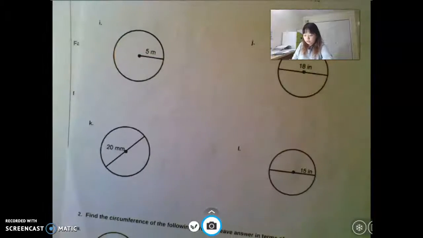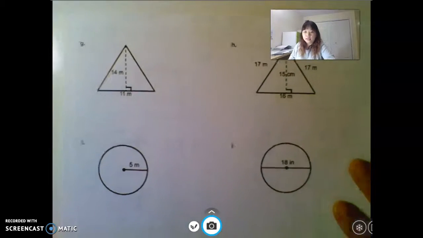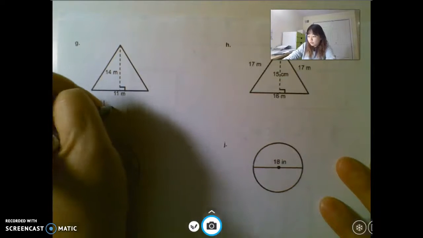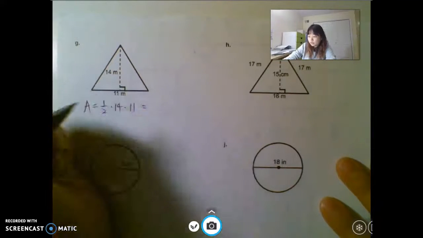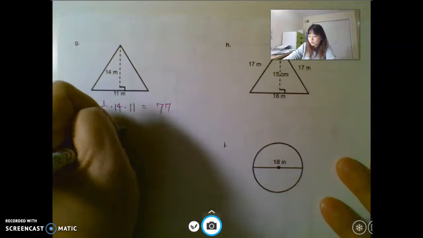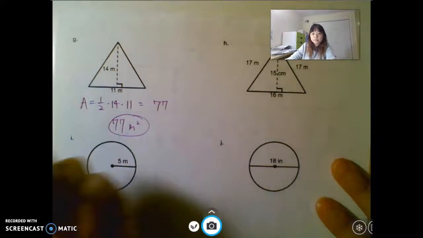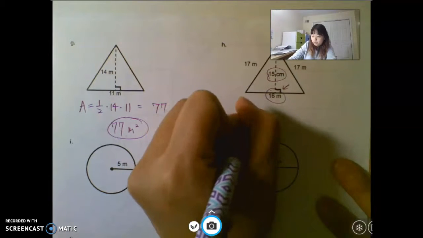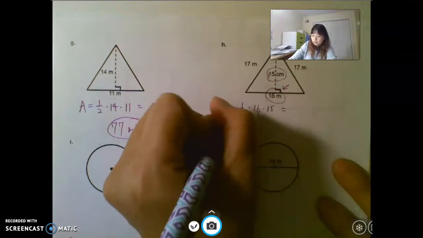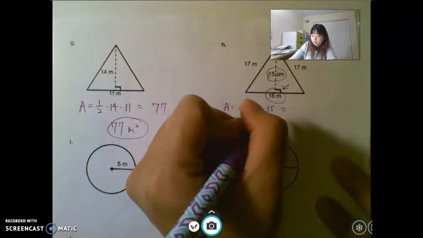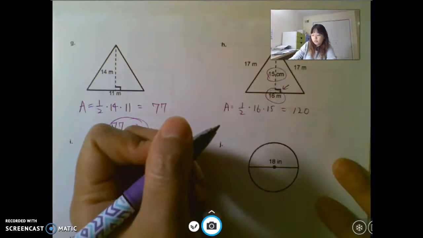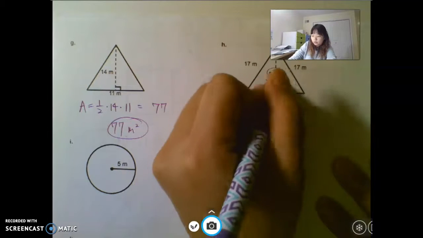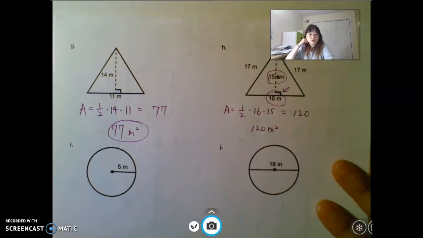All right, next page. Give me some circles. Not yet, I guess. G is also a triangle, so area is 1/2 times base times height. That is 77, so make sure you put 77 meters squared. One more. Base and the height make 90 degrees, so 1/2 times base times height. That is 120, so 120 meters squared. I'm sure they didn't mean to put centimeter there, so meters squared.